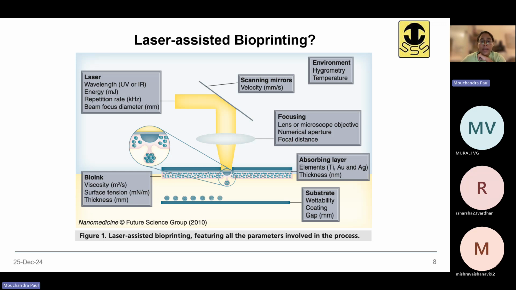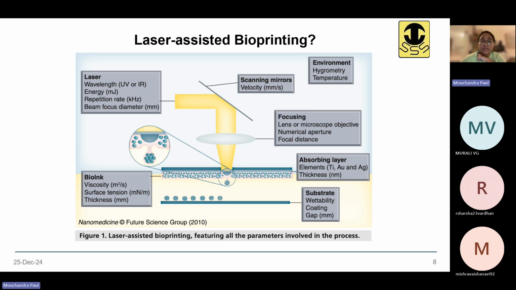Then how much is the gap between the ribbon and the substrate? That will also impact the morphology of the droplets. And of course, the properties of the bioink that you already are aware of, like the cell density, viscosity, all right. But here you see two more properties of the bioink that can impact the process.